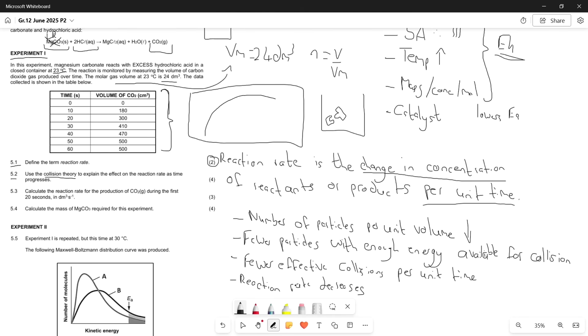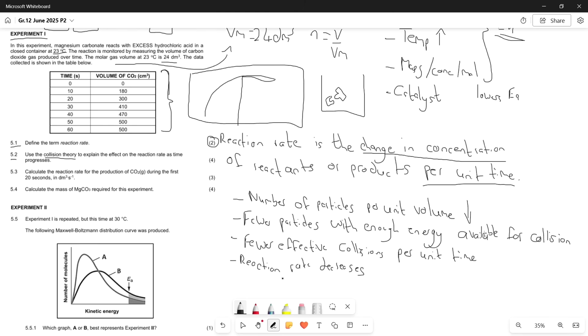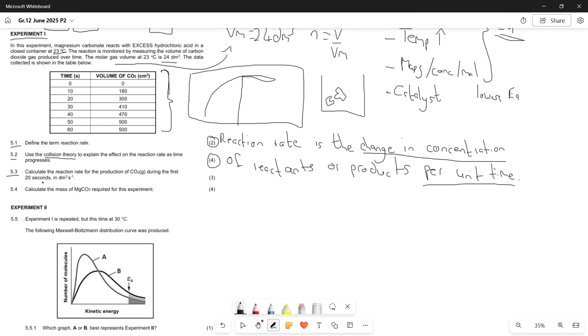And with that, our reaction rate actually decreases until it tapers off and it no longer produces any more volume of CO2. And with that, that is collision theory, and that explained the effect on the rate of reaction as time progressed, the fact that reaction rate decreased, and that earned us 4 marks. And then 5.3 over here says calculate the reaction rate for the production of CO2 gas during the first 20 seconds in dm3.s to the -1 for 3 marks.